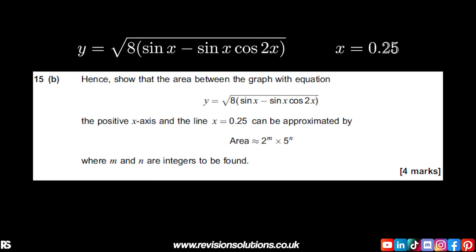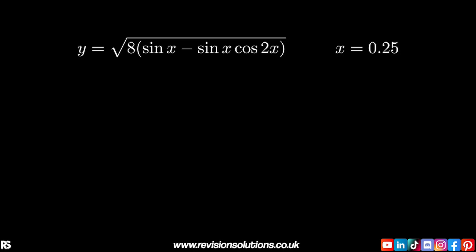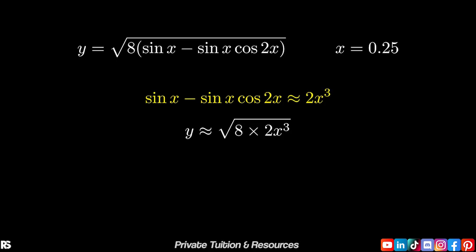Question 15b then says, hence show that the area between the graph with equation y equals the square root of 8 times sin x minus sin x cos 2x, the positive x-axis, and the line x equals 0.25 can be approximated by 2 to the m times 5 to the n, where m and n are integers to be found. First, we recall the approximation from part A. Substituting the approximation in, simplifying.